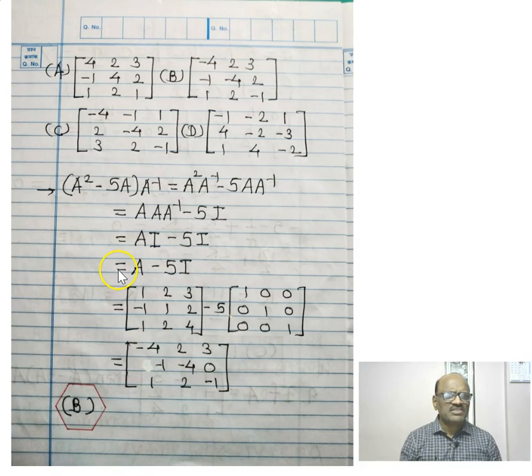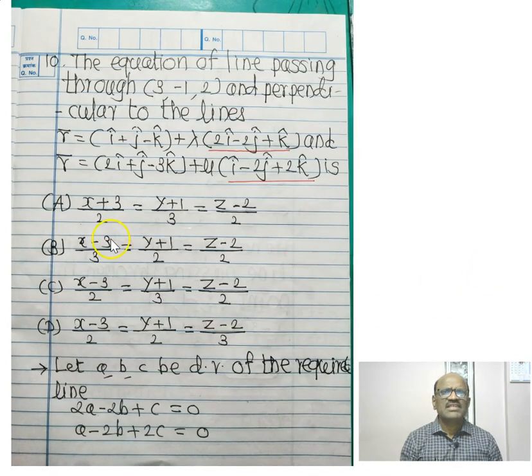Now what is the value of this matrix? That is A, [1, 2, 3; -1, 1, 2; 1, 2, 4], minus 5 times the bracket [1, 0, 0; 0, 1, 0; 0, 0, 1]. And after the subtraction, you are getting that option B is the correct one. Now we'll see the next question.